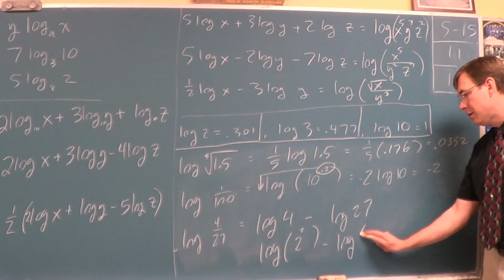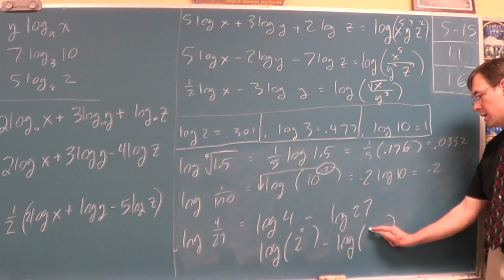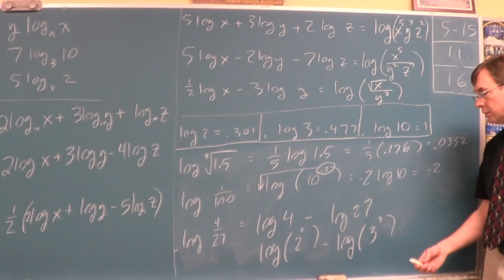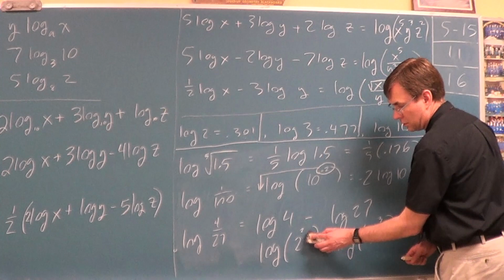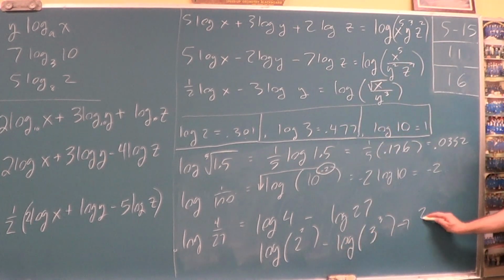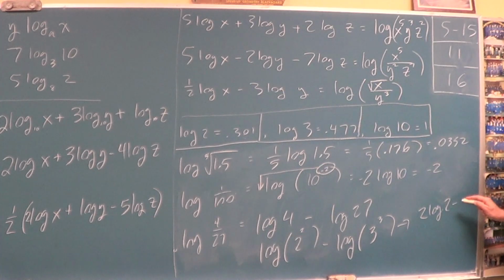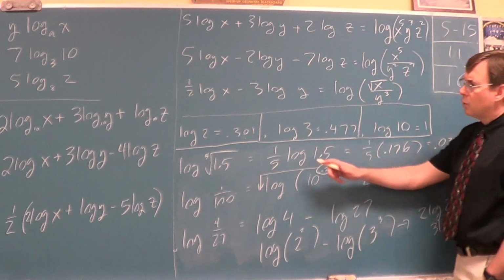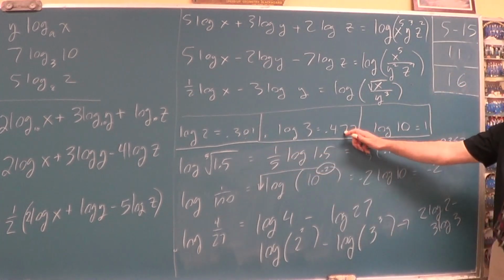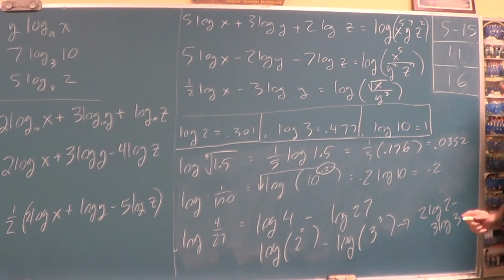27's a little harder. 3 cubed, or 3 times 3 times 3. Powers go to the front. So we could make this 2 in front of log 2 minus 3 in front of log 3. So you'd want to take 2 times that, minus 3 times that.